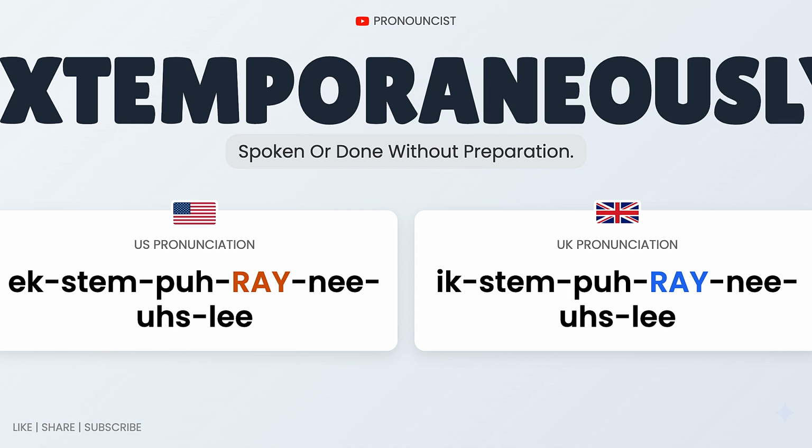Extemporaneously. Now, let's focus on British pronunciation of this word. Extemporaneously. Now, read the syllables of British pronunciation shown on the screen naturally. Ik, stem, p, ray, nay, us, lee. Extemporaneously.